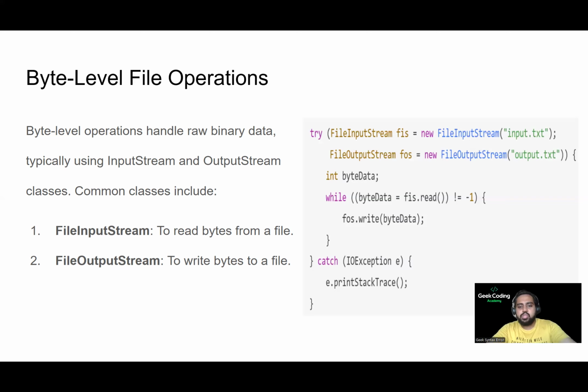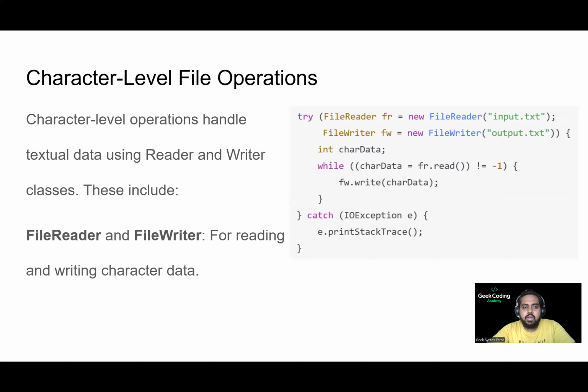Okay. If something goes wrong, I'm catching it here. In the catch, I'm just printing the stack trace. I'm not doing anything else, but in real time we can use this catch block for further operations, and we also need a finally block to release all the resources. So this is about byte level operations. Let's see character level file operations.